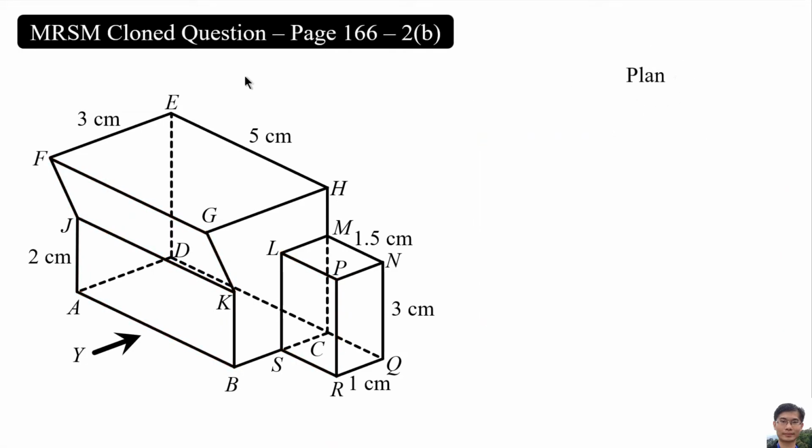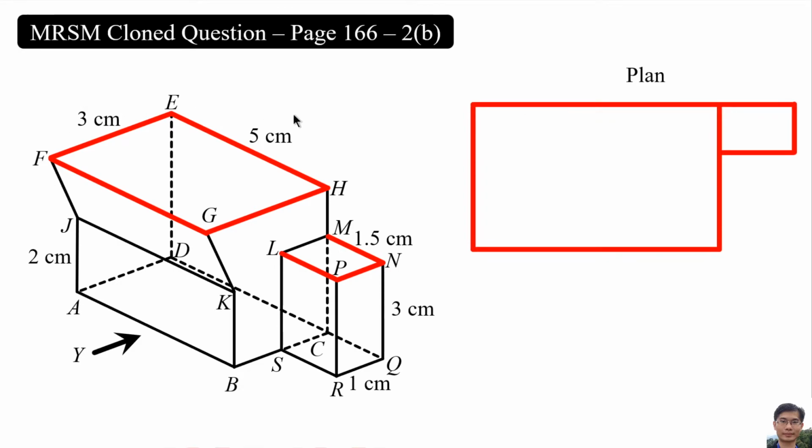Length means see from above. So you see these two rectangles. 3 cm, 5 cm, 1.5 cm. 1 cm. This line is hidden when we see from above. It must be drawn as dashed line. From the previous diagram, BC is 2 cm. So the length of this vertical line and this vertical line is 2 cm.